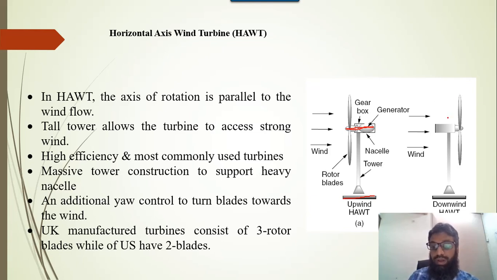While downwind means the wind direction is from the back side of the blade going toward the blade. So these two types are commonly used in the horizontal axis wind turbine.